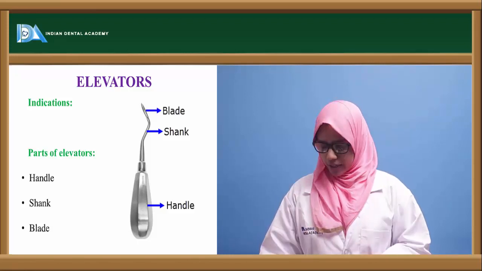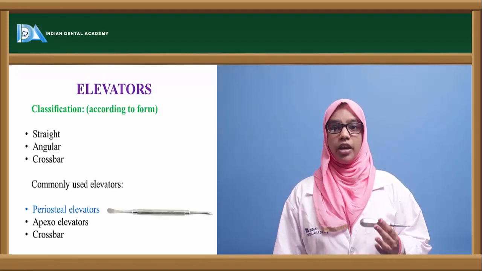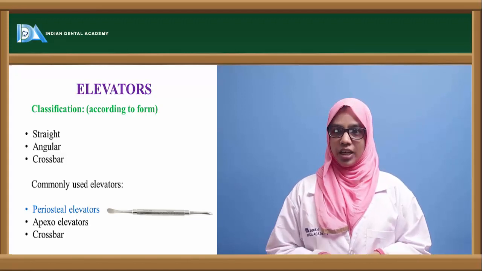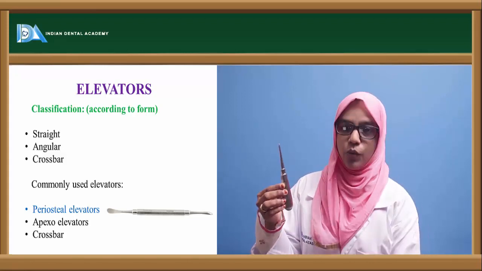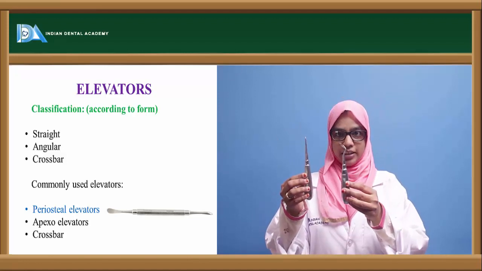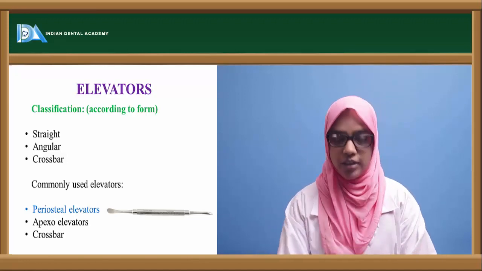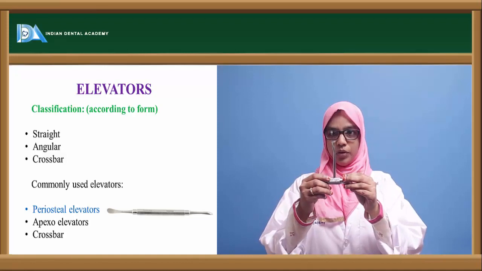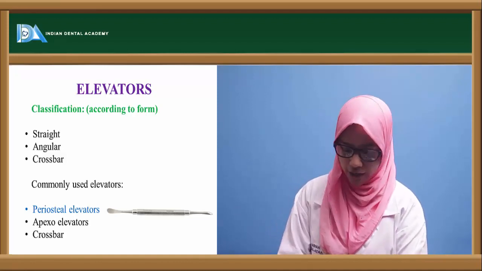Now elevators, depending upon their shape, are of three types. You have straight elevators like these, then you have angulated elevators like these, and the third one is the crossbar elevator. The most commonly used elevators are three.